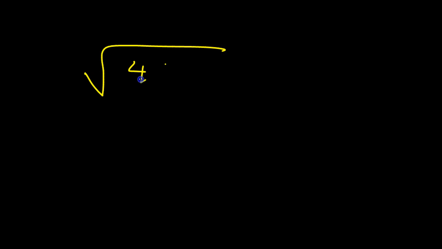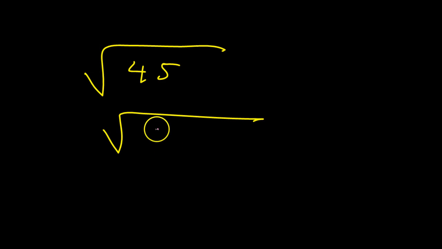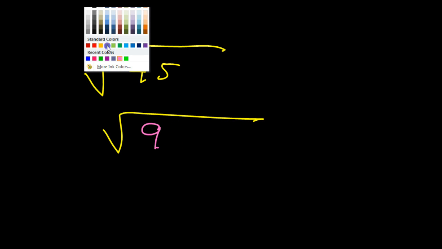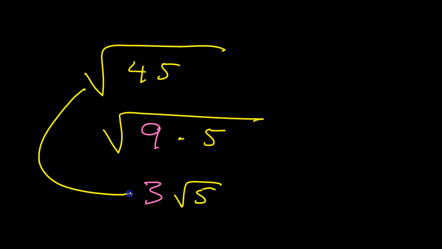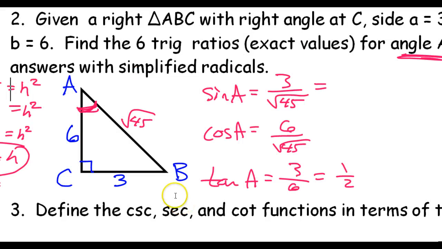Let's go to the black screen for a second. If you've got radical 45, there's a perfect square hiding in there, isn't there? Isn't radical 45 9 times 5? So what's the square root of 9? 3. That's why this is going to become 3 and then radical 5. So even without a TI-30XS MultiView, you should be able to reduce a basic radical. So 3 radical 5.